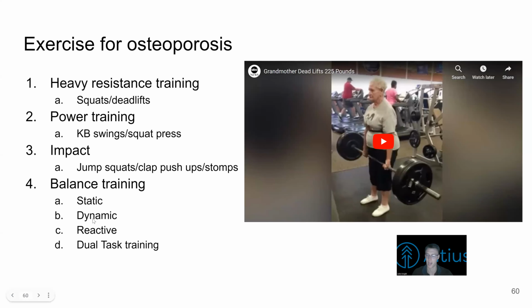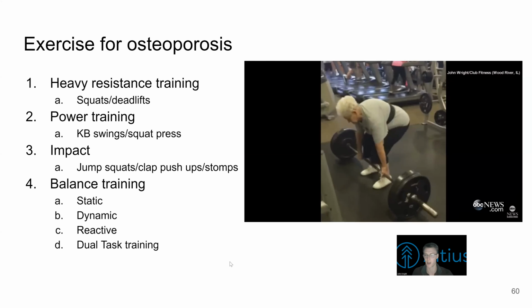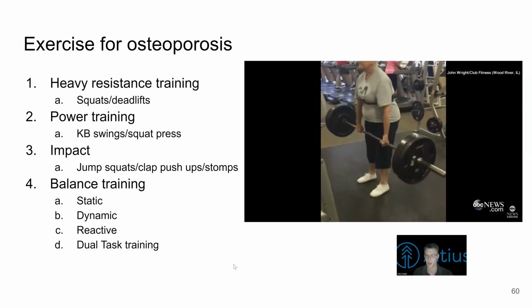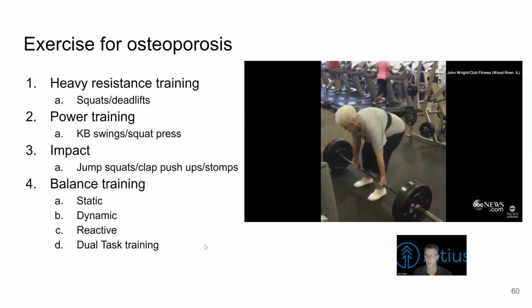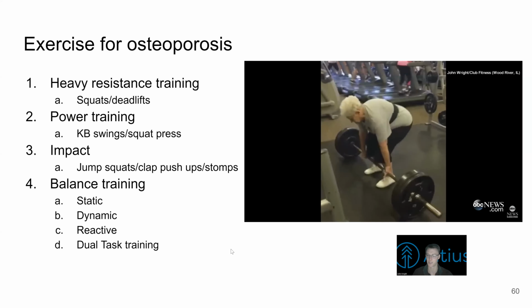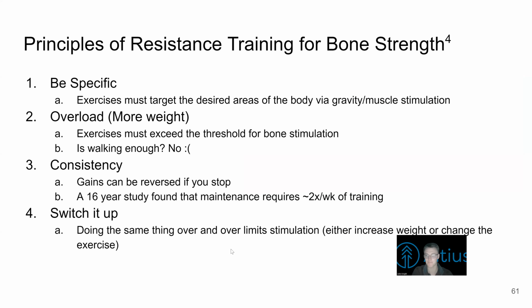And then balance training. This is the other part of fall prevention. If we can improve your balance and reduce your risk of falling, then that will reduce your risk of getting a hip fracture. I don't advocate for everybody to go lift 225 pounds like she's doing here, but I just put it in here because it is possible, and I'm sure she has really strong bones because of it.